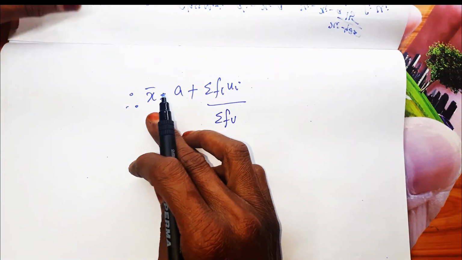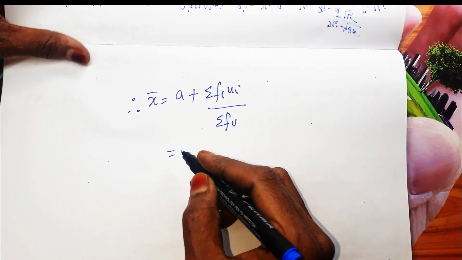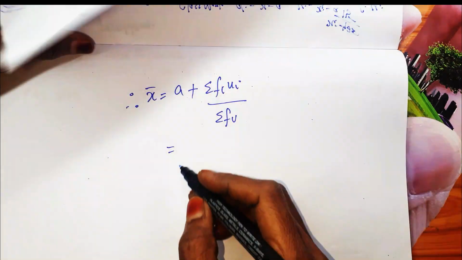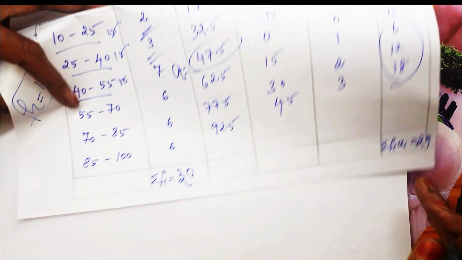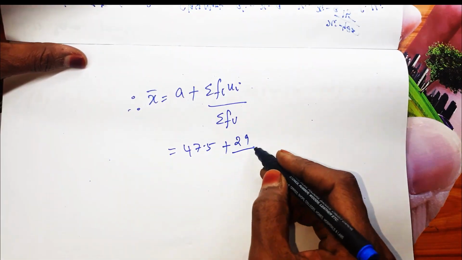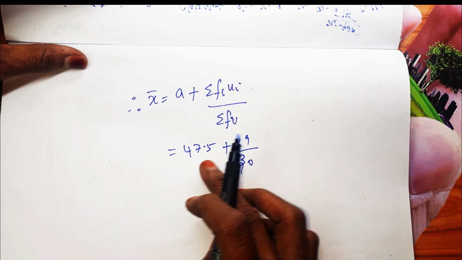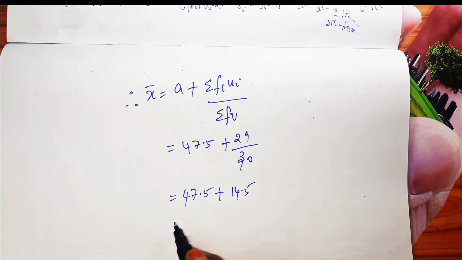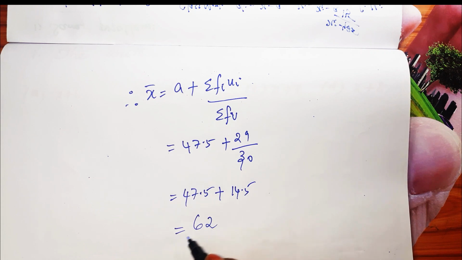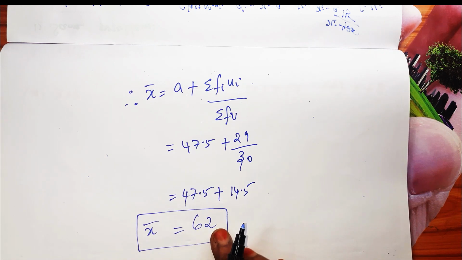So the formula we have is x bar is equal to A plus summation Fi Ui by summation Fi. A we took is 47.5 plus summation Fi Ui is 29 by summation Fi is 30. So we have to divide this first, then we have to add, and we get the final answer. So this is equal to 47.5 plus 14.5, which is finally equal to 62. So here also we are getting the same answer, x bar equal to 62.